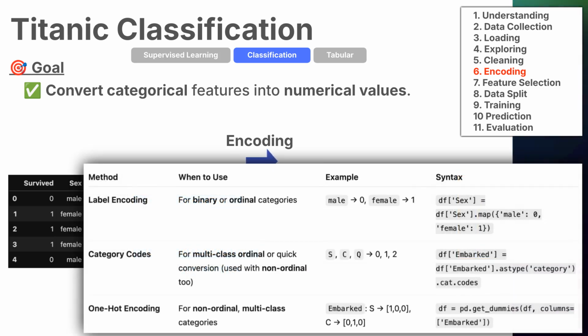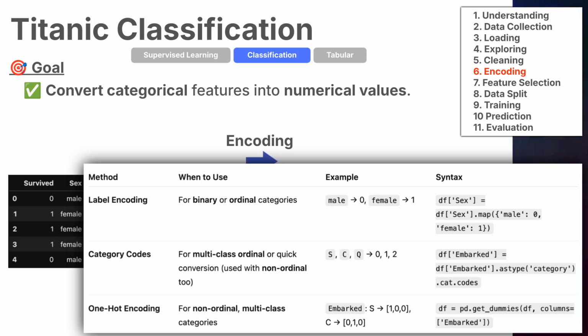Here's the quick summary of common encoding methods used to convert categorical data into numbers. Label encoding is best for binary categories like male and female, or ordinal ones that have a natural order such as low, medium, and high. It assigns numbers like 0, 1, 2 based on that order. Category codes are a quick way to turn categories into numbers. It works for ordinal or even non-ordinal multi-class categories, but be careful. Models might think there's an order when there isn't.